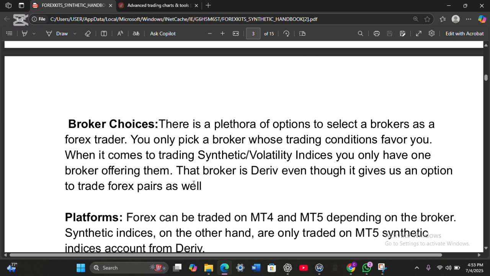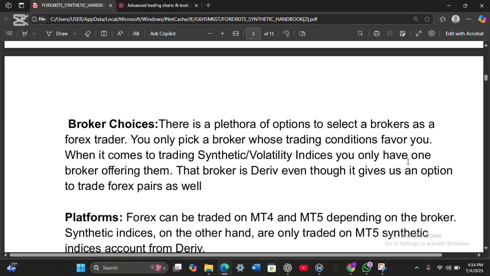You can only pick a broker whose trading conditions favor you when it comes to the forex market. There are a lot of brokers, but you have to do your research, because there are a lot of brokers that you can use, for example HFM, Pepperstone, a lot of them. I can't even mention them all, but you have to do your research about the broker you want to use when you are trading forex.